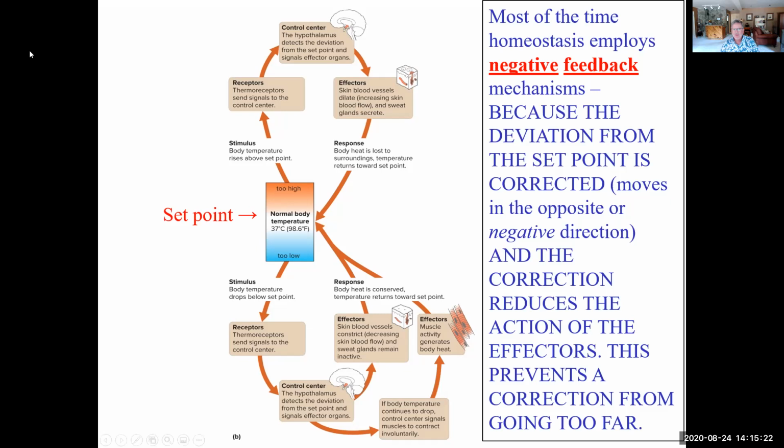If our body temperature falls below 37 Celsius, what do we want to do? We want to bring it up. We want to negate the drop. So we want to go in the opposite direction of what is actually taking place at that time. And again, all employ receptors, a control center, and effectors to do that. So you're trying to negate the change. If it's going high, bring it down. If it's going down, bring it up.